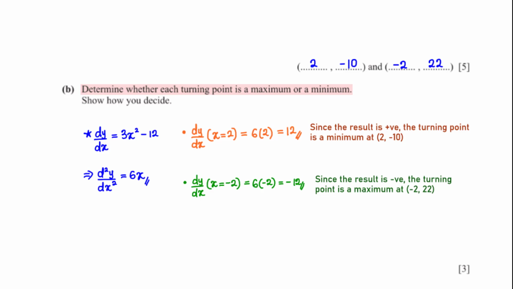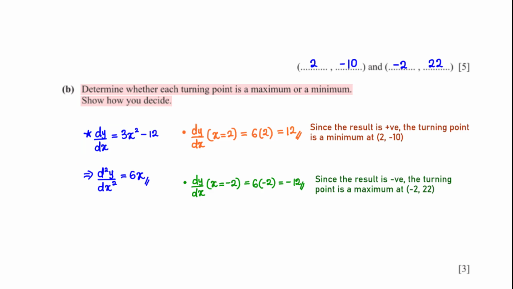Determine whether each turning point is a maximum or a minimum. Show how you decide. First, we need to find the second derivative for the graph. We get this by differentiating dy/dx, which we found to be 3x squared minus 12. When we differentiate 3x squared minus 12, we get 6x.